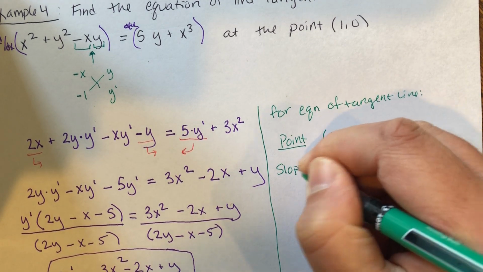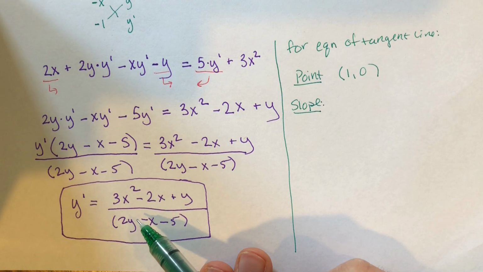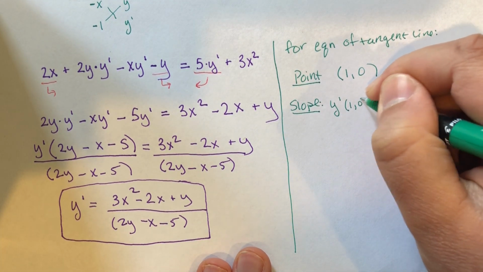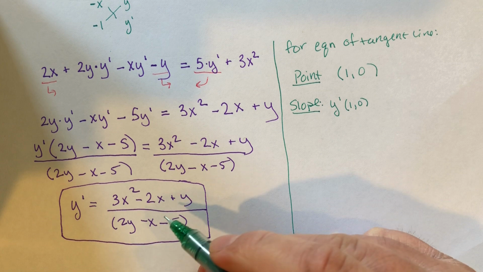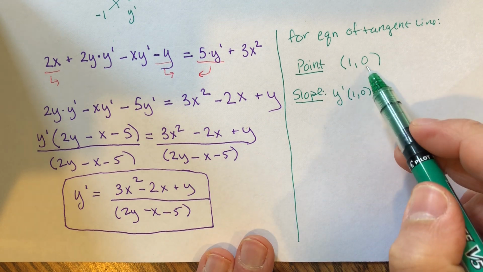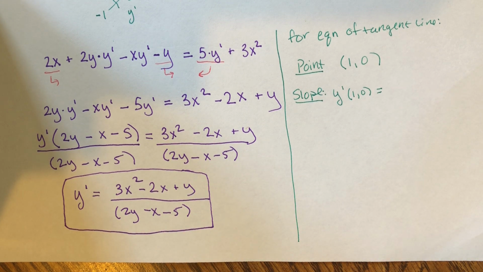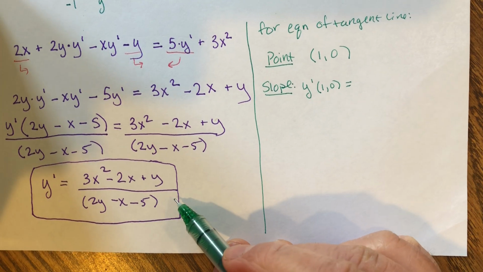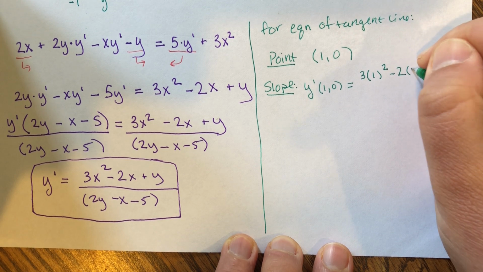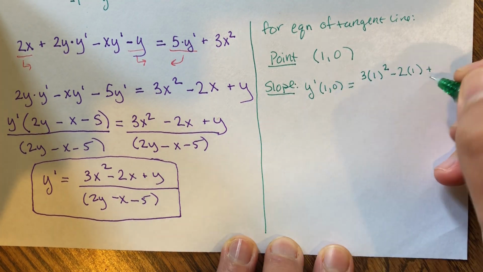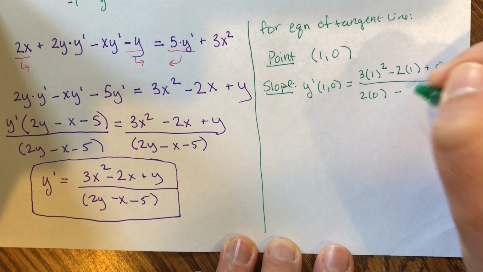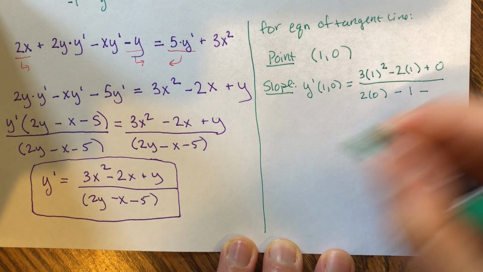But remember, the slope of the tangent line is the derivative. In fact, it's the derivative evaluated at the particular point (1, 0). So we need y prime evaluated at (1, 0). So we plug in 1 for x's, and we plug in 0 for the y's, and see what we get. Using this equation for y prime, that's 3 times 1 squared minus 2 times 1 plus y, which is 0, divided by 2 times y, that's 2 times 0, minus x, which is 1, minus 5.